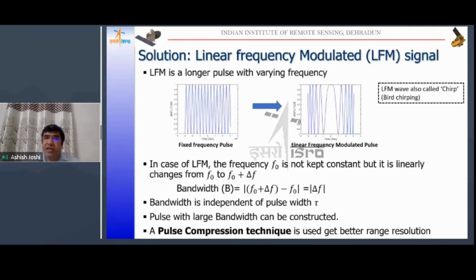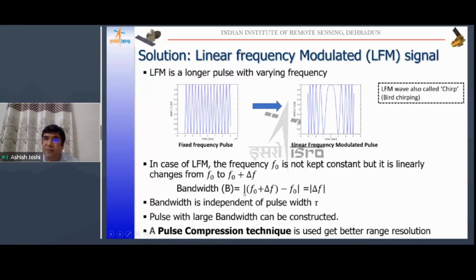The solution is called the linear frequency modulated signal. What is that? This is an electromagnetic pulse with a fixed frequency. LFM is a longer pulse with varying frequency. In the case of LFM, the frequency F0 is not kept constant, but changes linearly from F0 to F0 plus delta F. In this one the frequency is constant, but here the frequency varies.